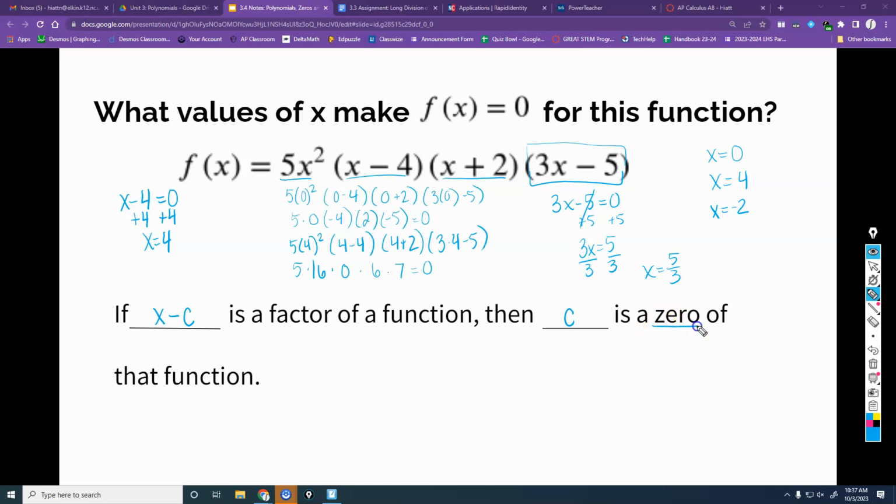And remember, zeros are anything that make our function equal 0. What do they look like on the graph? We've talked about zeros quite a bit. What do they look like on the graph? They're x-intercepts, if they're real, right? Real zeros show up. If they're imaginary, then we can't see them on the graph. But we'll talk about that here in a minute.